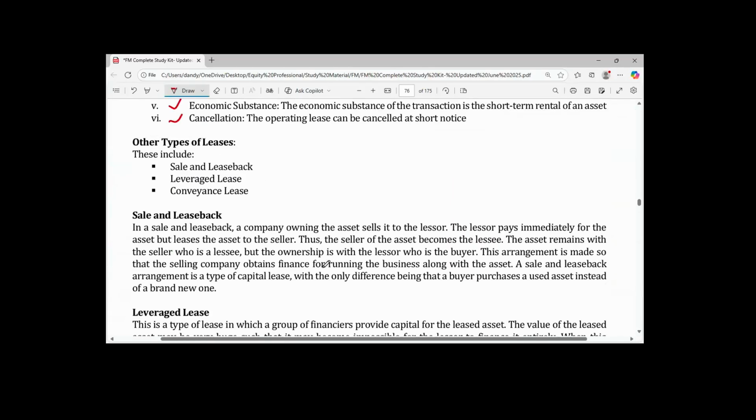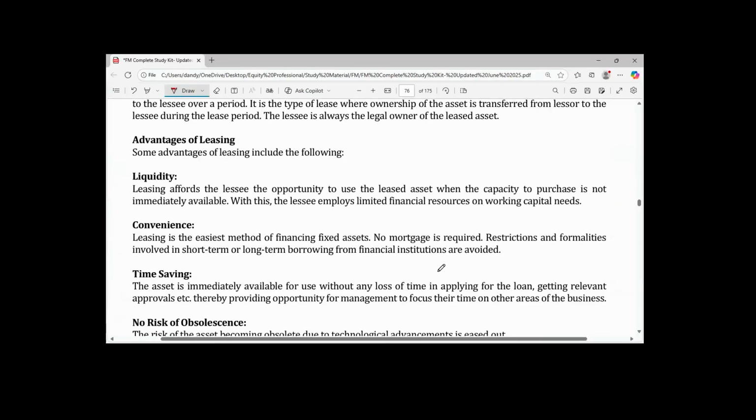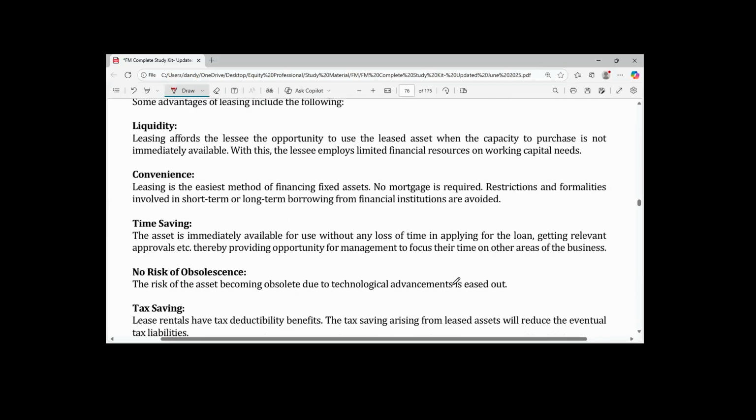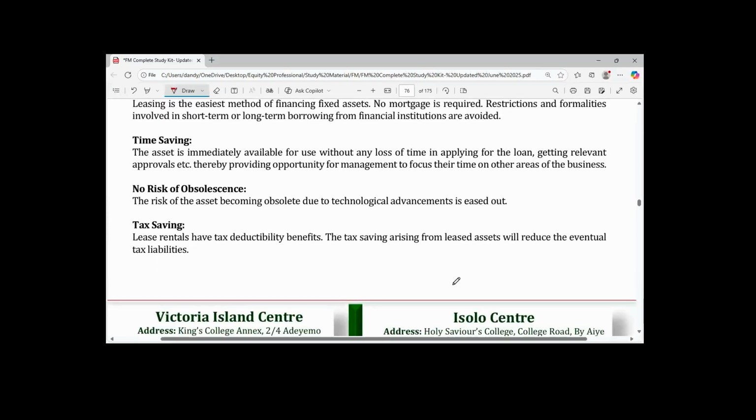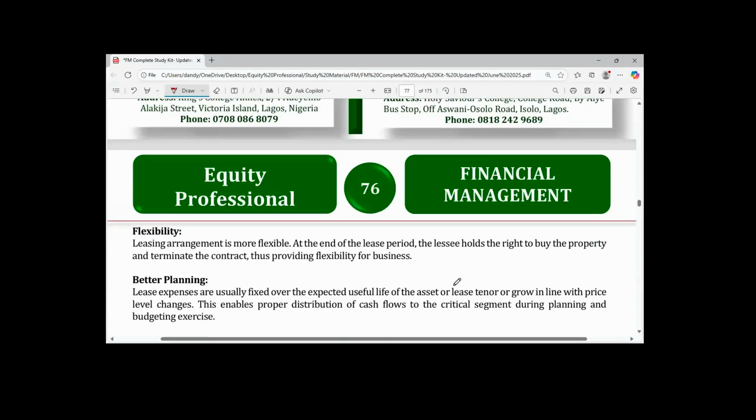Go through this material. You need to learn about sales and lease back. What do you mean by sales and lease back? What do you mean by leverage lease? What is conveyance lease? Please go through the material and have the understanding. Not only that, you also need to read about the advantages and disadvantages of lease. All right. So just have a glance, go through it, summarize it, so that you know that one is settled once and for all.